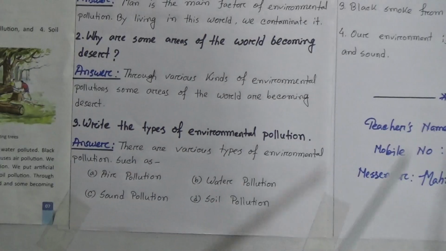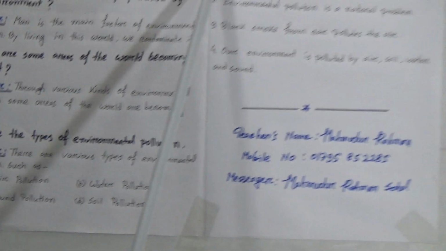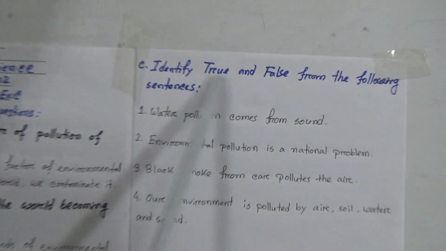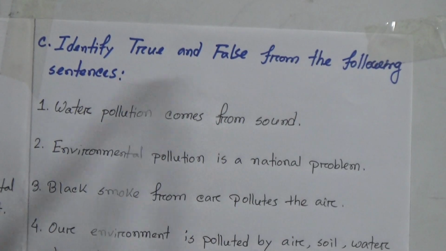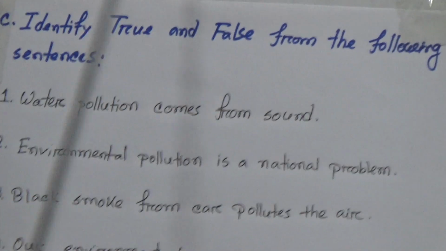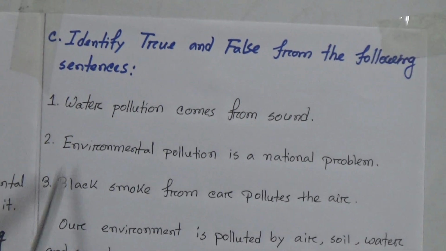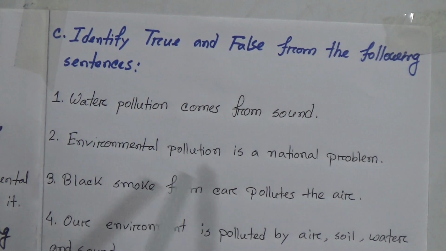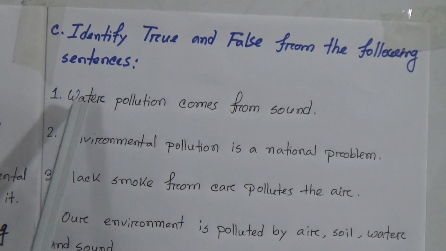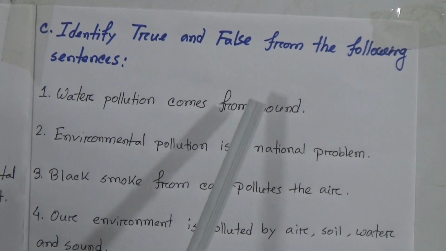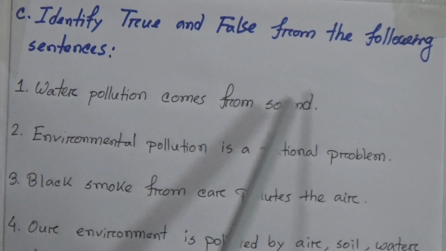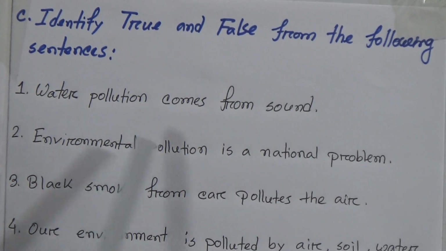Now we will practice exercise number C. Identify true and false from the following sentences. There are 4 sentences, you have to identify which one is true and which one is false. If the sentence is true, you will write true beside the sentence, and if the sentence is false, you will write false. Okay.